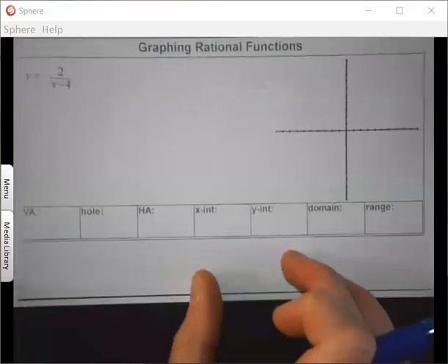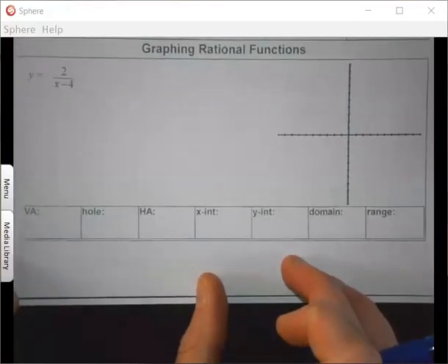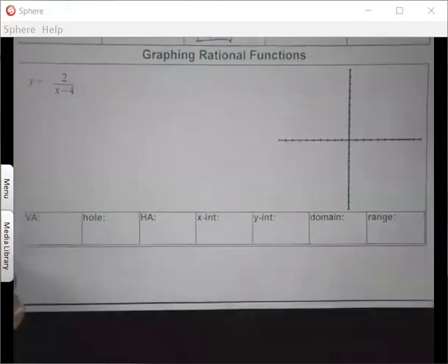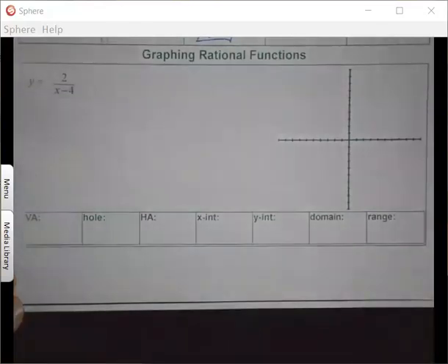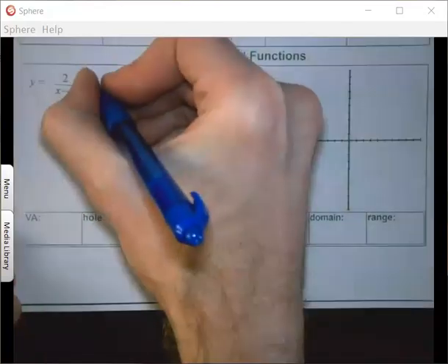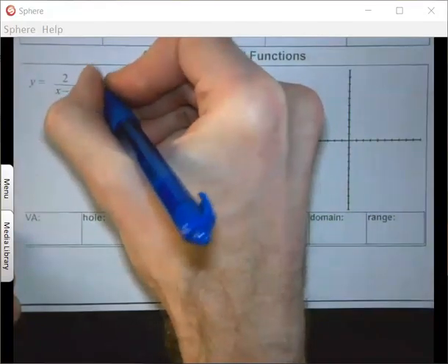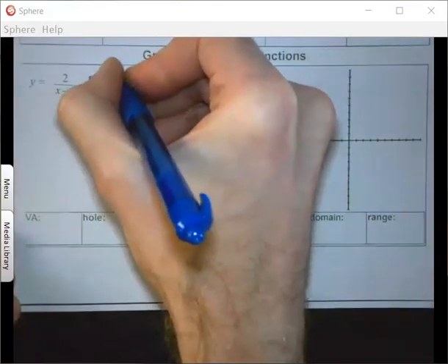All right, so let's do a couple full examples. And again, all the steps I talk about are summarized at the top. So first, we're going to find the vertical asymptote.